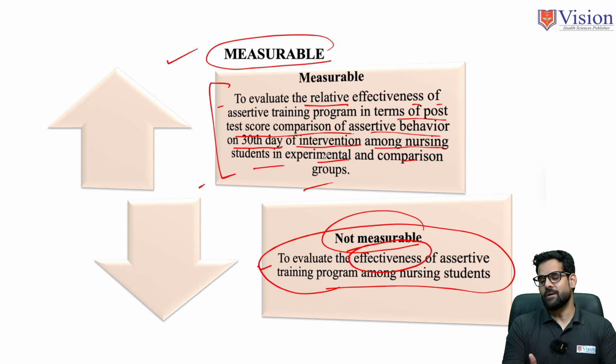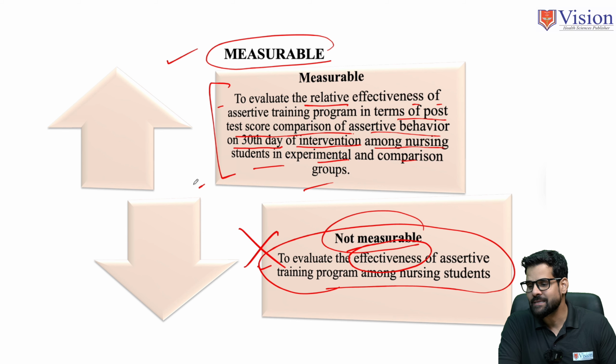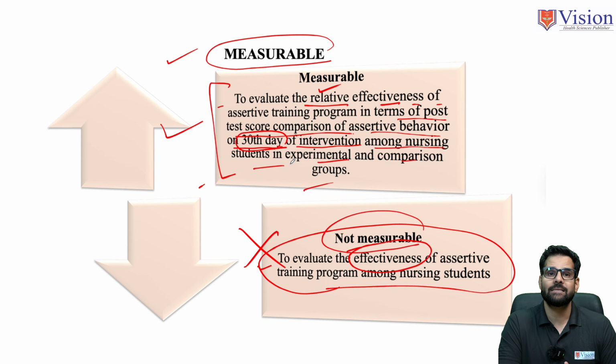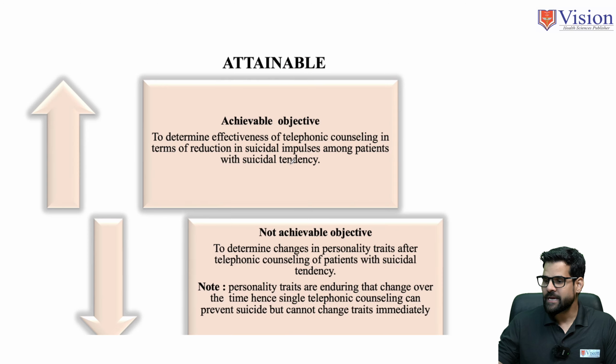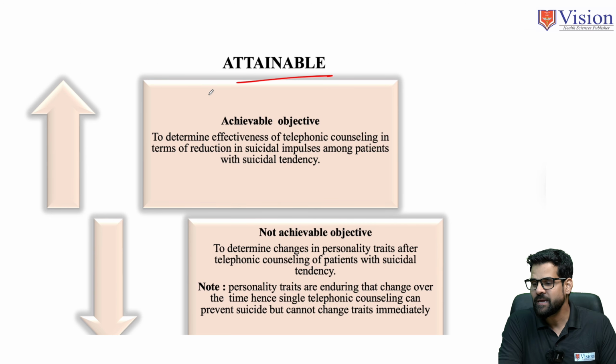Now you can compare both the objectives here. The first one is not measurable, this one is measurable, because as you can see there is a comparison. They are talking about seeing the effectiveness in terms of score comparison, comparison among the two groups. On which date? On the 30th day of the intervention. So this is time bounded, very specific, and measurable. Next one is attainable. The objective must be attainable. Now, what is a not achievable objective? First, let's focus on this.